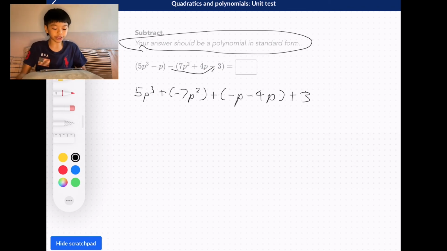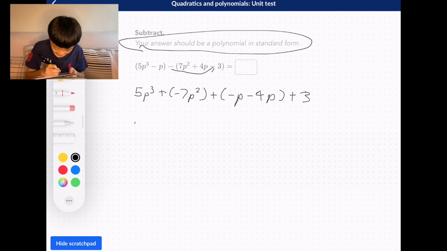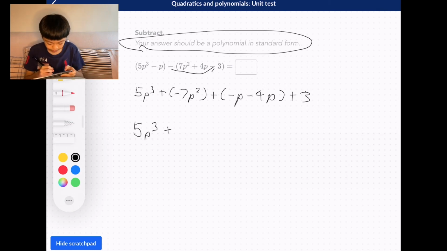Subtraction for this is actually hard. Even I found it hard the first time I did it, but it'll get easier the more you know. Even I'm now teaching you how to do it. That's how good you'll be when you learn more. Now, 5p cubed plus minus 7p squared, which is minus 7p squared, minus p, minus 4p, minus 5p, plus 3. Let's see the answer.